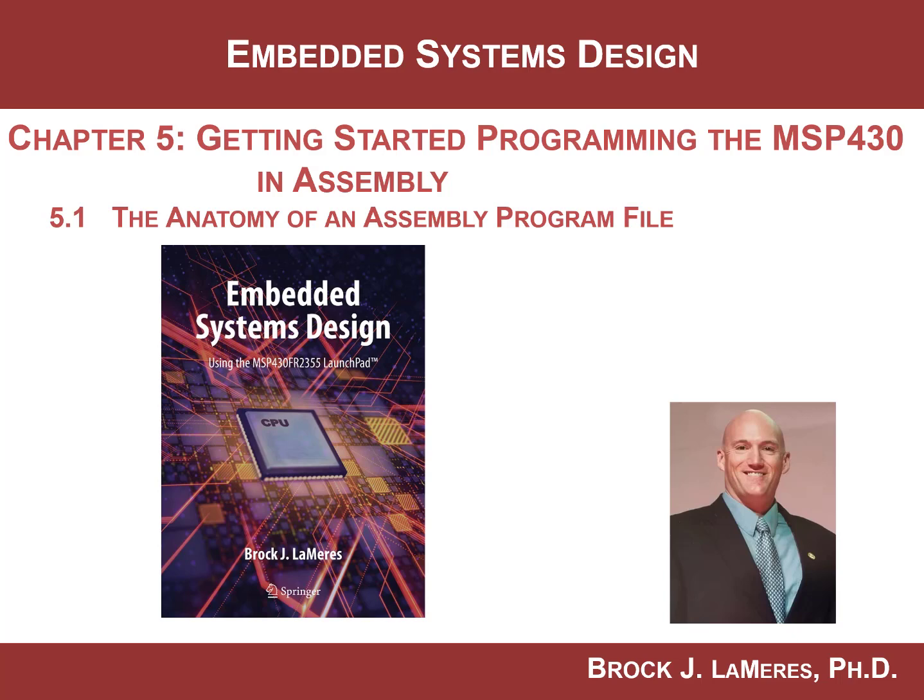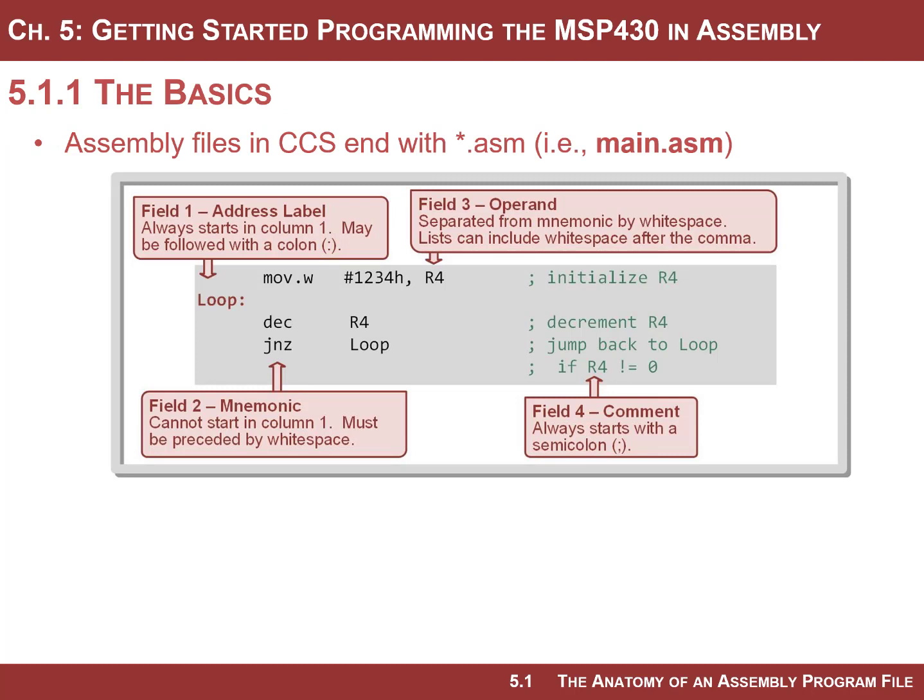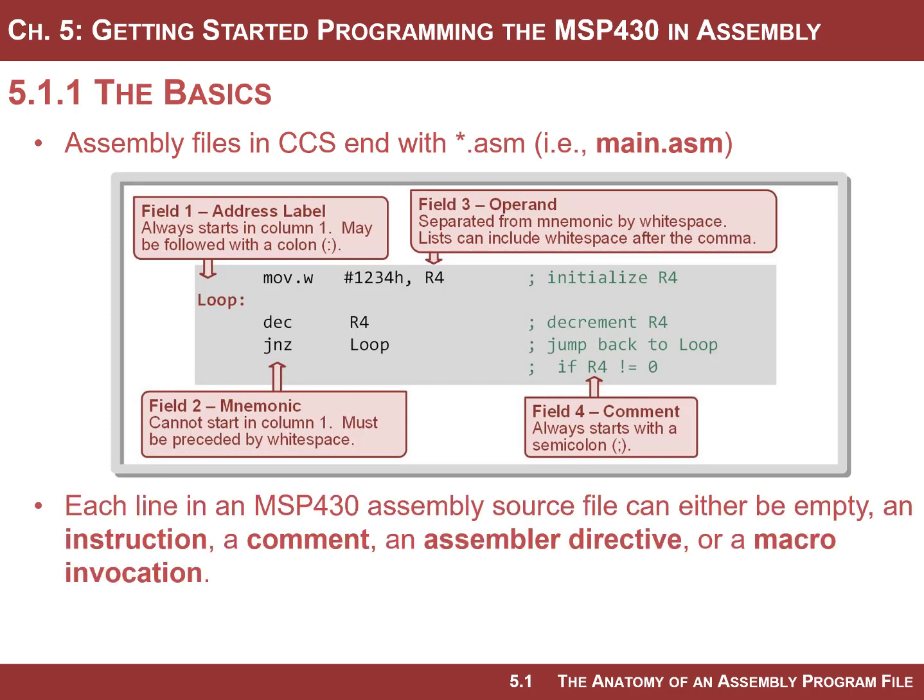Okay, so let's take a look at some of the basics. We are going to name our files .asm when we create a new program code. So main.asm is going to be almost always what we do in this book. This is just the same as if you were writing in C, you'd say main.c. We're going to do main.asm, and that's how we indicate to the tool that we're programming in assembly.